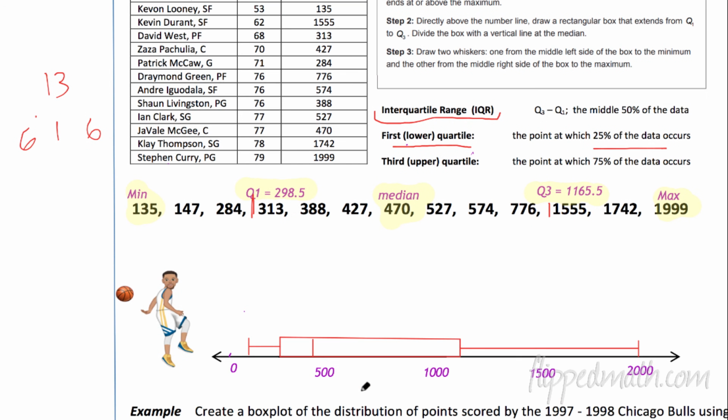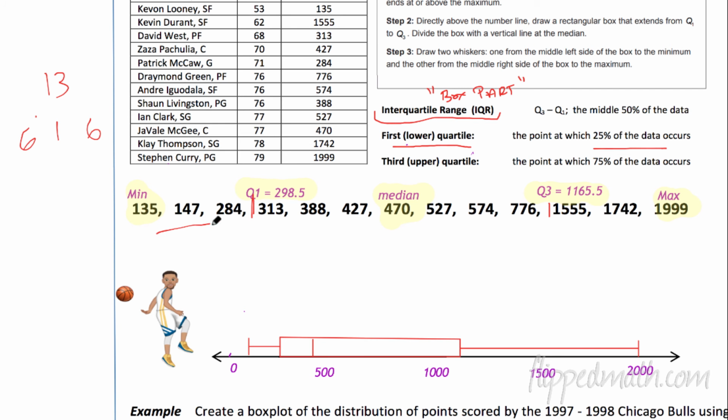The interquartile range is basically the box part of the box plot. So I'm going to write that down right here. This is the box part. And what that tells us is where the middle 50% lies. Remember, we figured this all out.